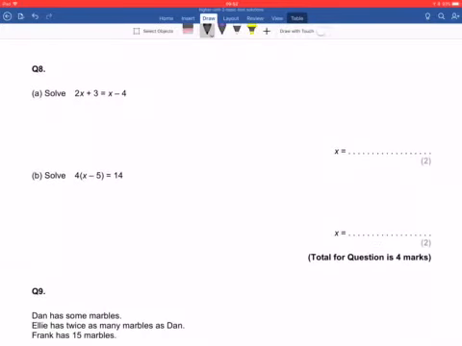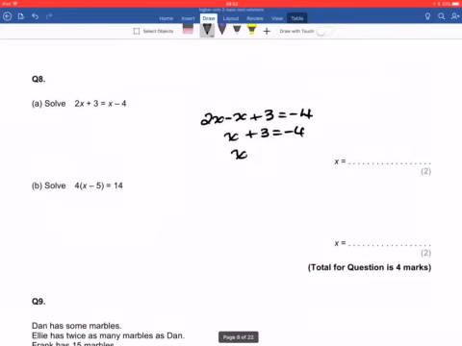Question 8. Solve 2x plus 3 equals x minus 4. So I want everything with x on one side, everything else on the other. So 2x minus x plus 3 equals minus 4. So that gives me x plus 3 equals minus 4. But I just don't want x plus 3, I want x on its own. So I take off adding 3 by subtracting 3. So it's minus 4 minus 3. X equals minus 7.